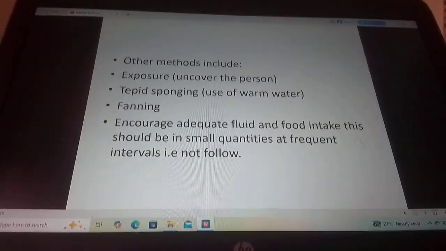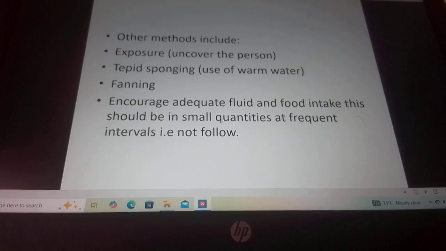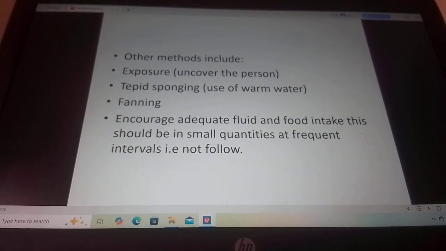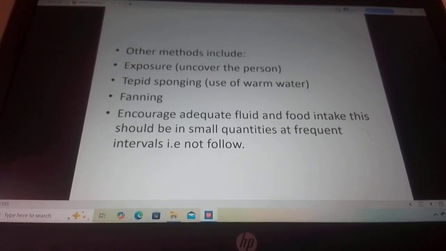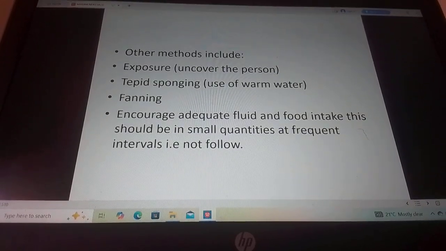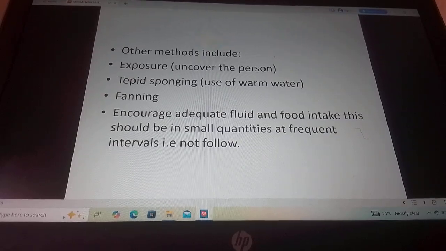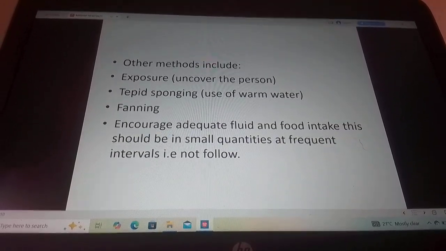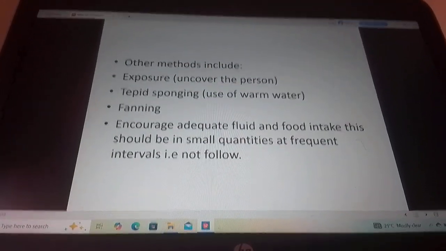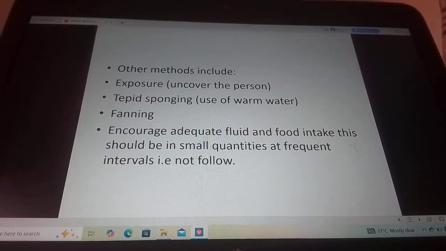So we have tepid sponging. This is the use of warm water. So don't use cold water because of the risk of chills, and shivering could come in. So remember, we are managing fever. So just do tepid sponging with lukewarm water. Then fanning is also used. Then you should also encourage adequate fluid intake and food intake, in smaller quantities but at frequent intervals.